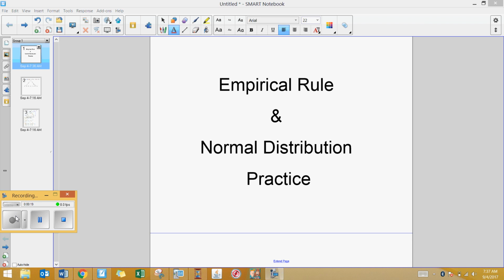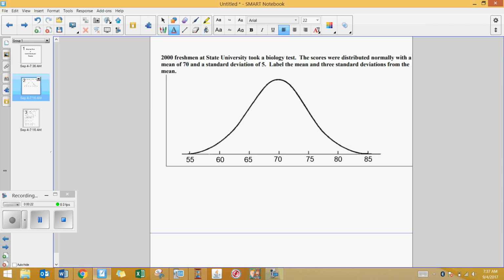So first things first, we have the problem that states 2,000 freshmen at State University took a bio test, scores are normally distributed, and that tells us that we're going to draw one of these bell curves, but one is already on the worksheet for you. The mean is 70. You'll notice that I put that right in the center. The mean always goes in the center. The standard deviation is 5, which means you count 5 for each tick mark. So 3 tick marks, 75, 80, 85, and then 3 tick marks to the left, so 65, 60, and 55.